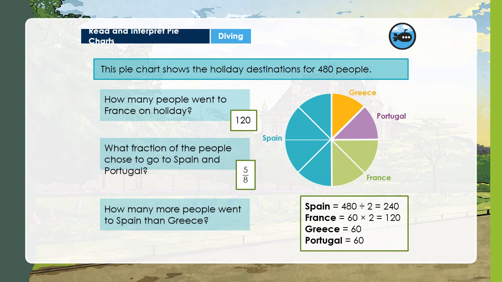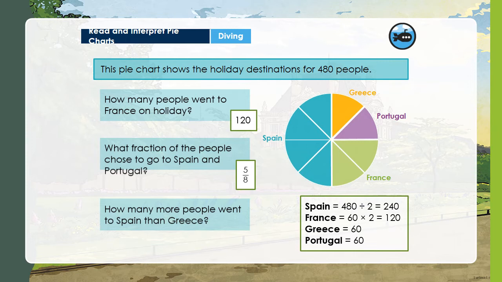Now, for the last question, how many more people went to Spain than Greece? If you have a look at Spain, we're looking at the value. We know that Spain was 240 people, and we know that Greece was 60 people. We need to find the difference from 60 to 240. We can do that in a number of ways. We can count on from 60 to 240, or we can subtract 60 from 240.